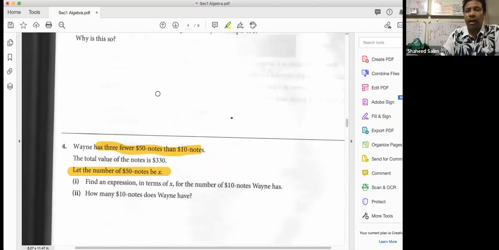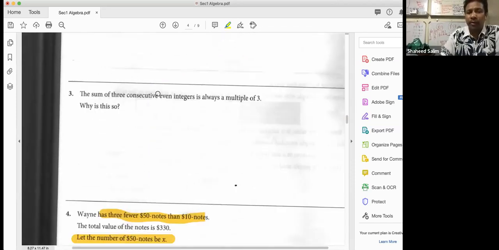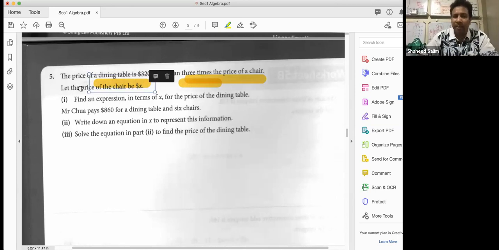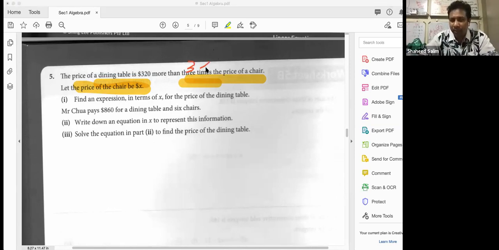Okay. All right. Now we try the next one. Again, don't be worried. They tell you what is the price of the chair. The price of the dining table is $322, which is $320 more than 3 times the price of a chair. Okay, you must find out what this is. The price of a chair is X. What is 3 times the price of a chair? 3 times X.